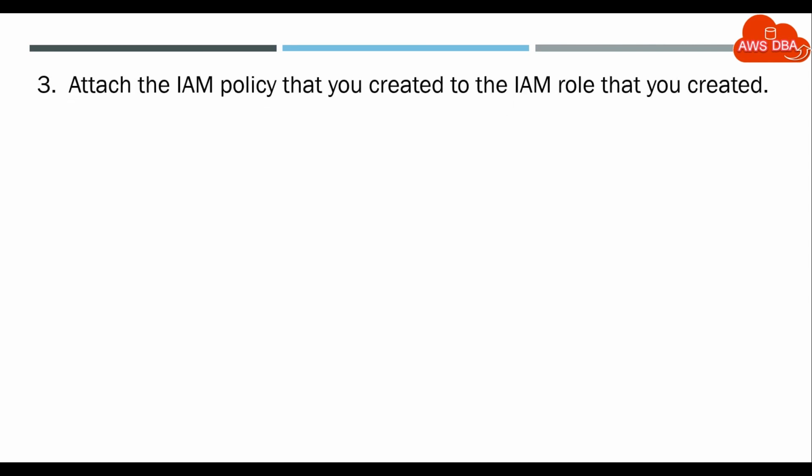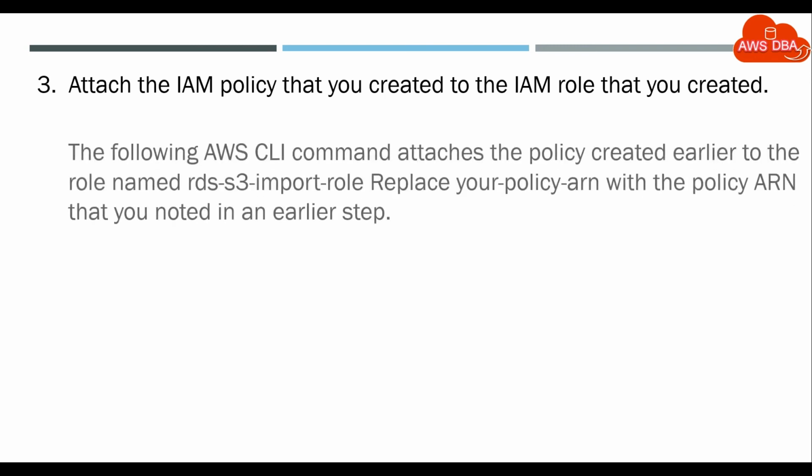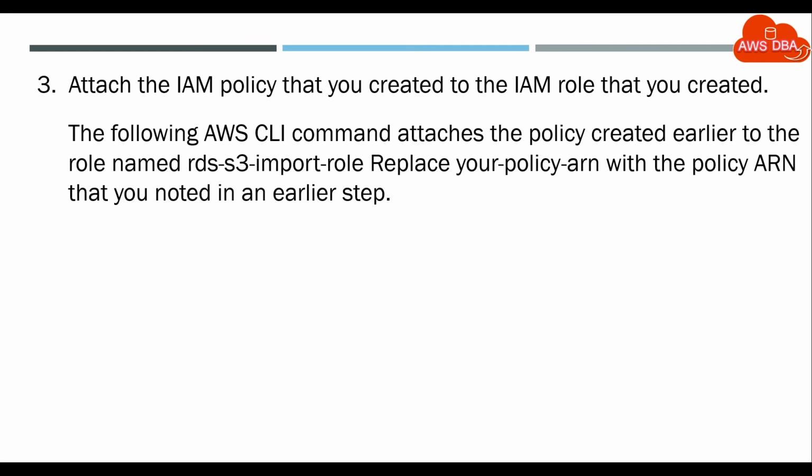Attach the IAM policy that you created to the IAM role that you created. The following AWS CLI command attaches the policy created earlier to the role named rds-s3-import-role. Replace your-policy-arn with the policy ARN that you noted in an earlier step. Example: for Linux.